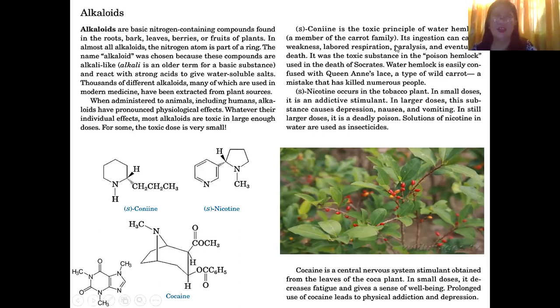Okay. For instance, this plant is known as conine. It is a member of the carrot family, but when this is ingested, it will cause weakness, labored respiration, paralysis, and eventually lead to death. This plant here is a toxic substance. This is known as poison hemlock.